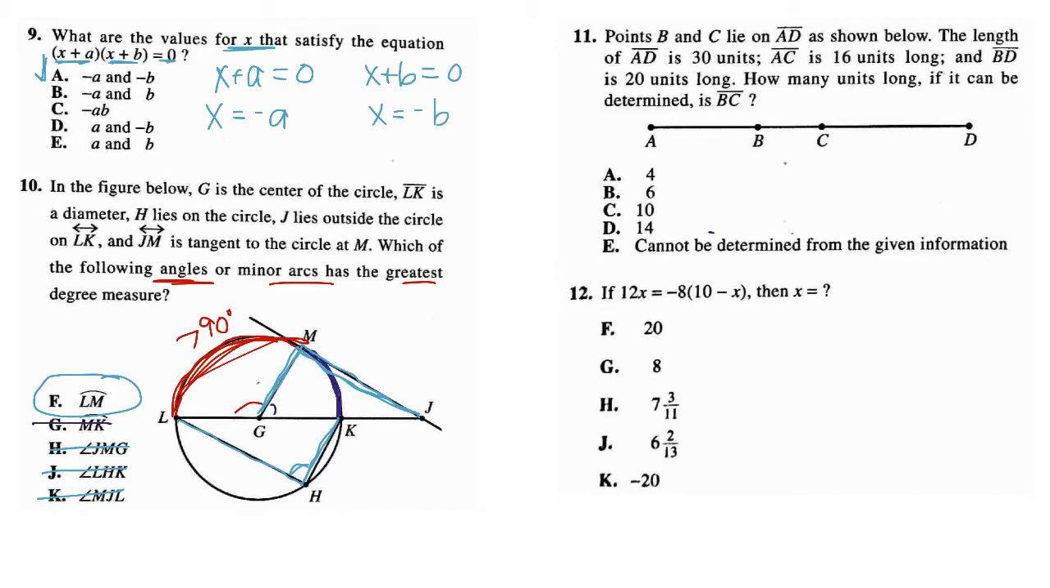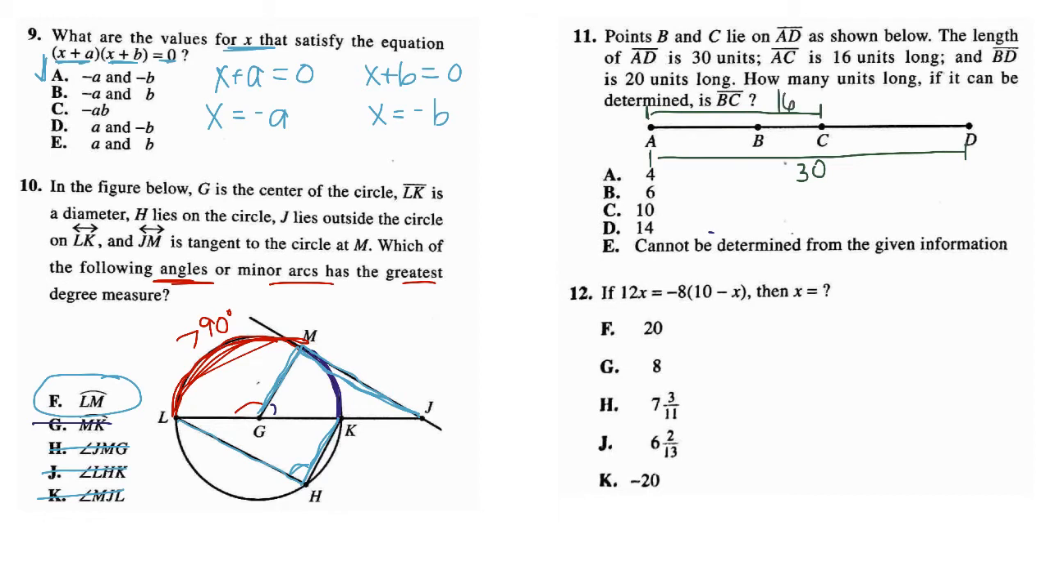So for number 11, points B and C lie on AD, so they've drawn that out for us. The length of AD is 30 units. So I know this entire length from here all the way out to here is 30 units. The length of AC is 16 units. So from A all the way out to C is 16 units.